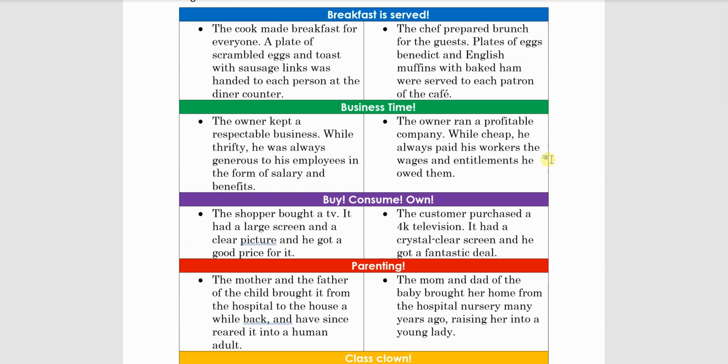Okay, so another one to look at here. What's the difference between a wage and a salary? What's the difference between an entitlement and a benefit? What's the difference between being profitable and running a profitable company versus a respectable business? These are things that we come to associate differently, even though it's saying essentially the same thing.